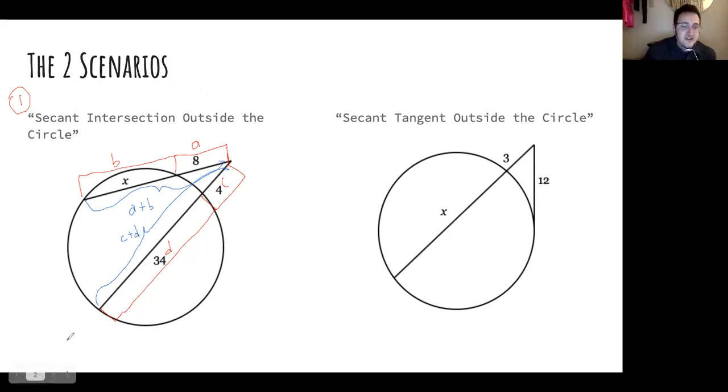Basically the formula that is used on your Delta Math to solve this sort of situation is, for one secant line, you do A, the outer part of your secant line, times your total, which is A plus B, equals C times C plus D. So we're taking the outer part of the secant lines and then multiplying by the total secant line. I'll make a note here. That is the total secant. And the C would just be the outer part of the secant.